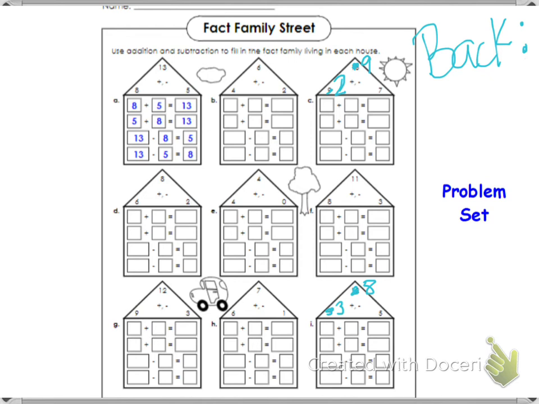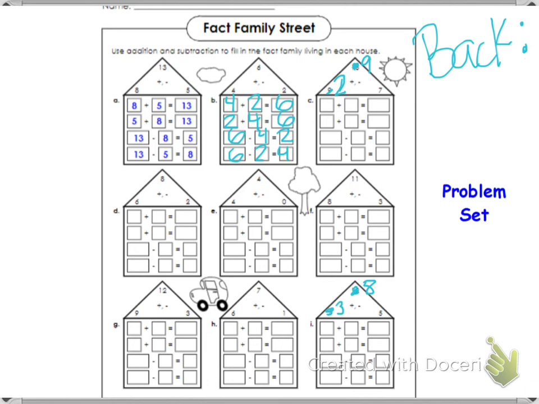Alright guys, looking at this, 6 is our whole, 4 and 2 are our parts. So 4 plus 2 equals 6, and 2 plus 4 equals 6. Then 6 minus 4 equals 2, and 6 minus 2 equals 4.